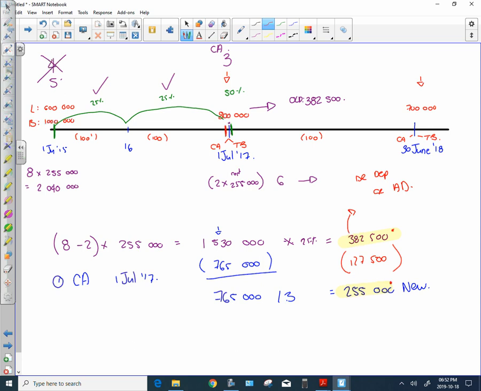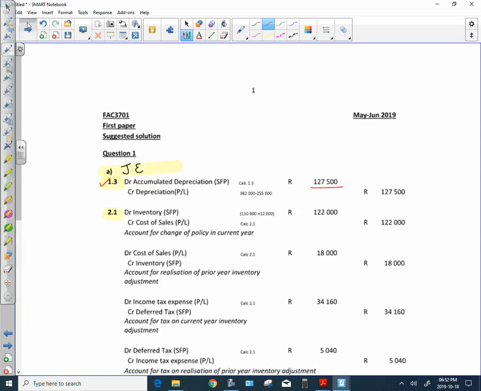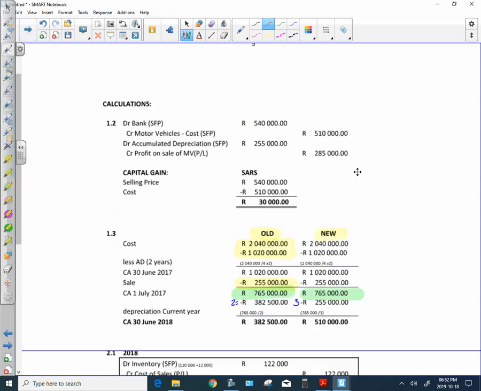Right, so that carrying amount would need to be made up of the full 8 motor vehicles minus the full 50% depreciation. So if I go back to my calculation I did over here, you'll see that the carrying amount on the 30th of June amounted to 1020. So 1,020,000. You guys happy with that?